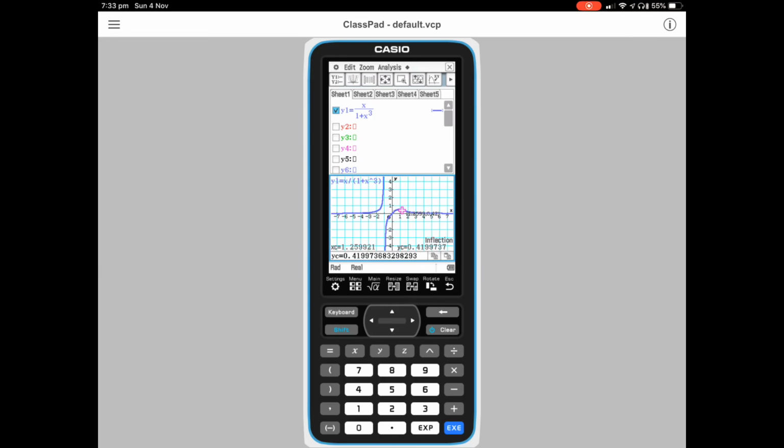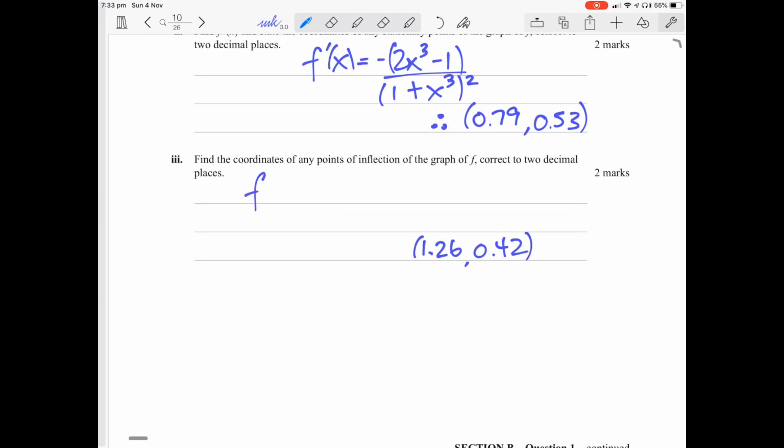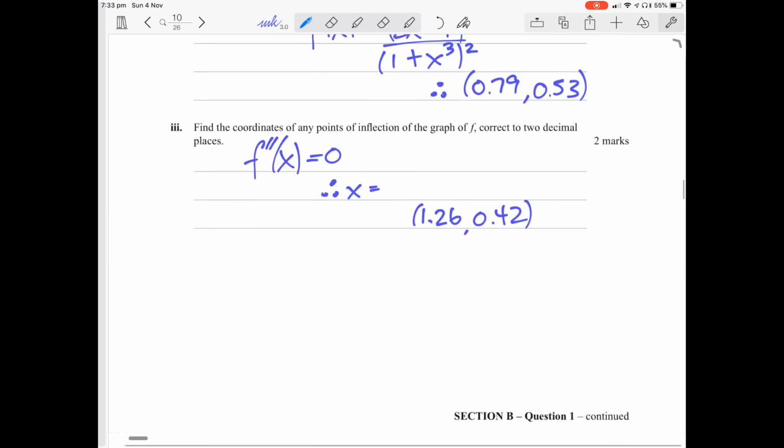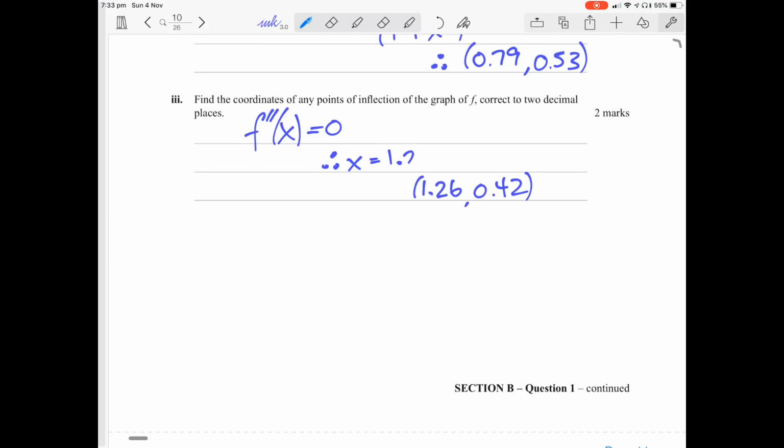Okay, do we have any other points of inflection? It's worth 2 marks. That's really weird. Okay, you could say f double dash of x equals 0. Therefore, x equals 1.26. So that's your point of inflection.